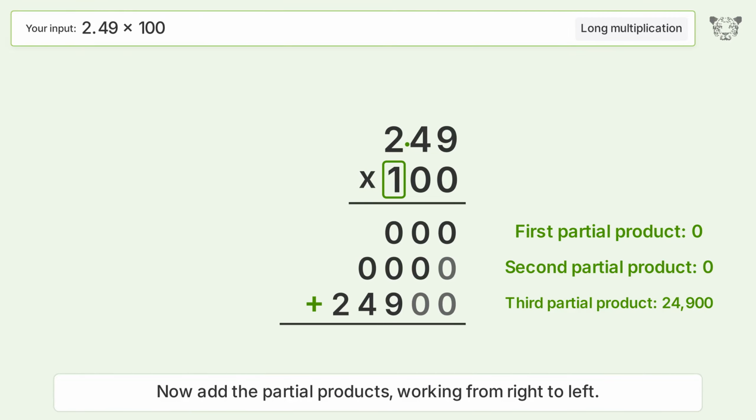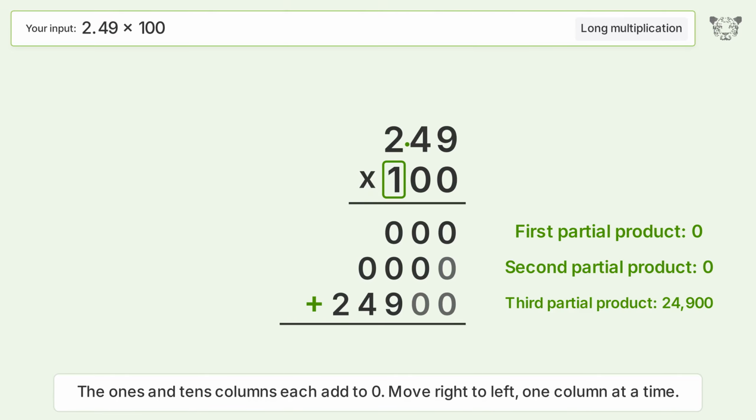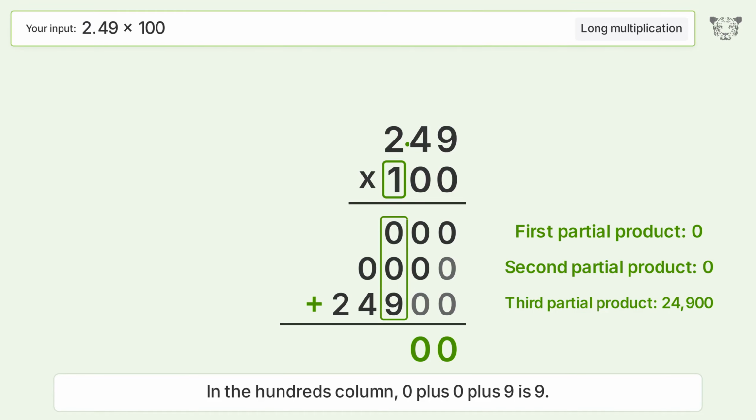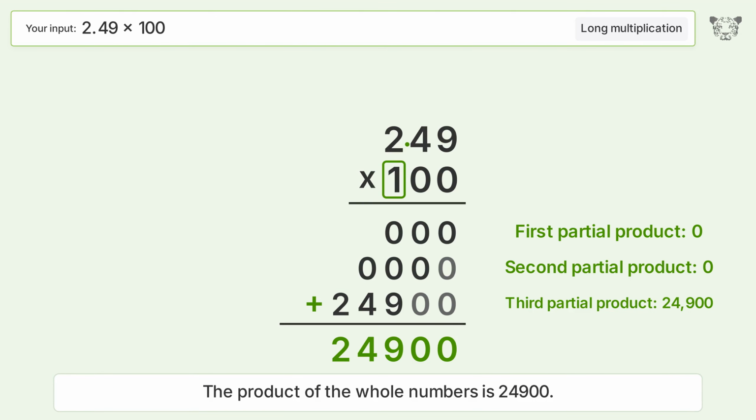Now add the partial products, working from right to left. The ones and tens columns each add to 0. Move right to left, one column at a time. In the hundreds column, 0 plus 9 is 9. In the thousands column, 0 plus 4 is 4. In the 10,000s column, bring down 2. The product of the whole numbers is 24,900.